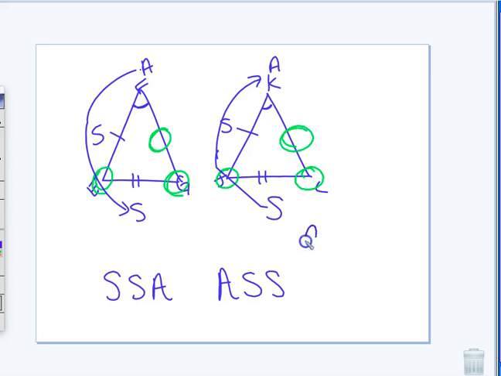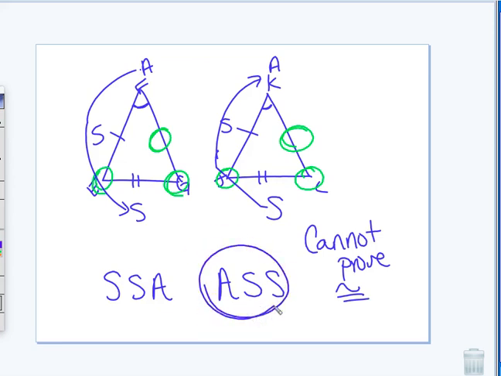So your answer here is that you cannot prove that these two triangles are congruent. They could be, but you can't prove it based off of one of those properties. And your students are not going to forget this, especially at the age level we learn it. They're going to see that right there, and they're going to remember that that does not work.